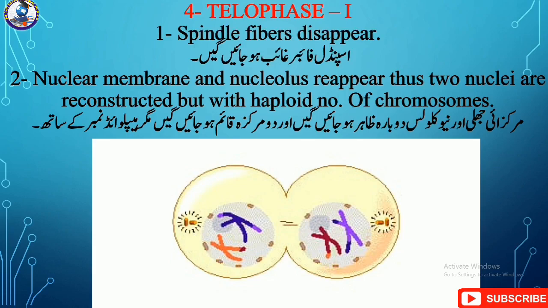The fourth and last stage of division 1 of meiosis is telophase 1. In telophase, spindle fibers now disappear. The nuclear membrane and nucleolus reappear. Thus, two nuclei are reconstructed, but with a haploid number of chromosomes. So that was division 1 of meiosis.